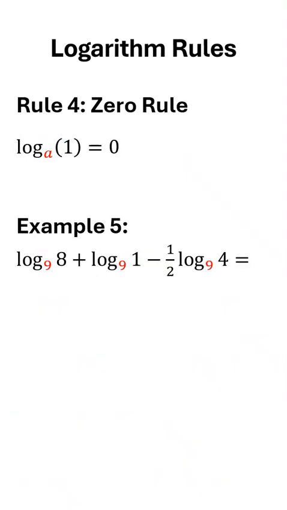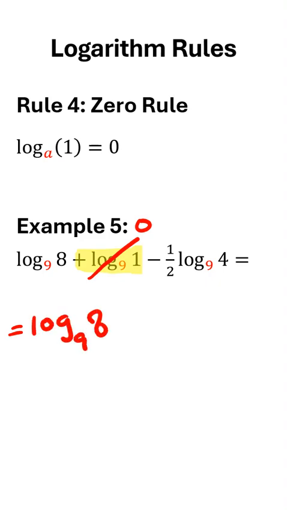Rule number 4 is the zero rule. If we have log to base a of 1, so if the argument is 1, the answer is always equal to 0. So let's look at this example. As we can see here, the middle term is log to base 9 of 1. So straight away, this equals 0.